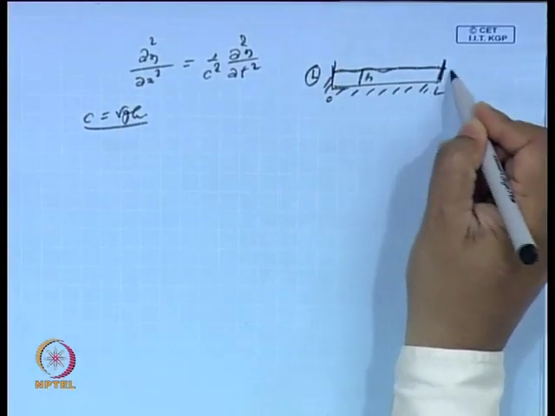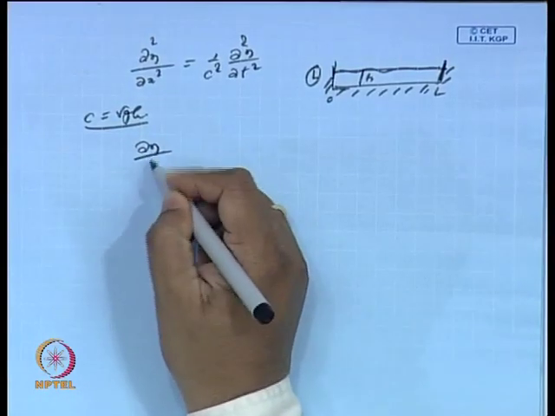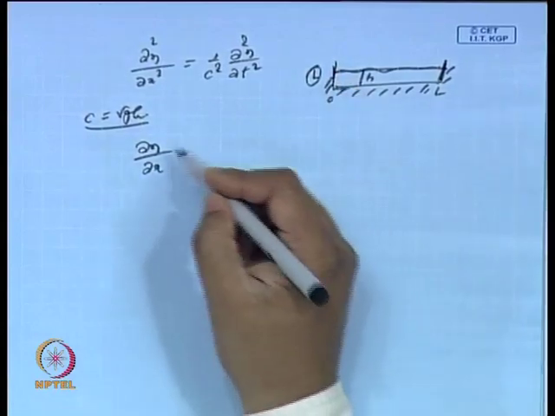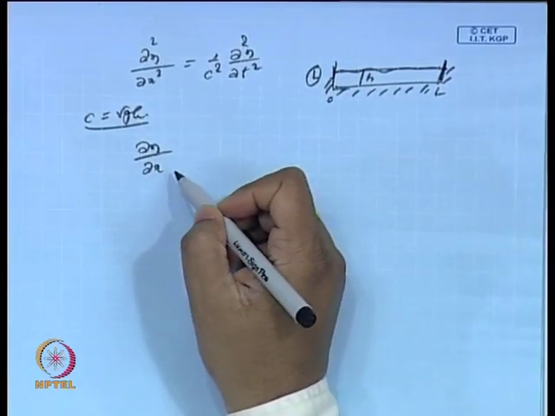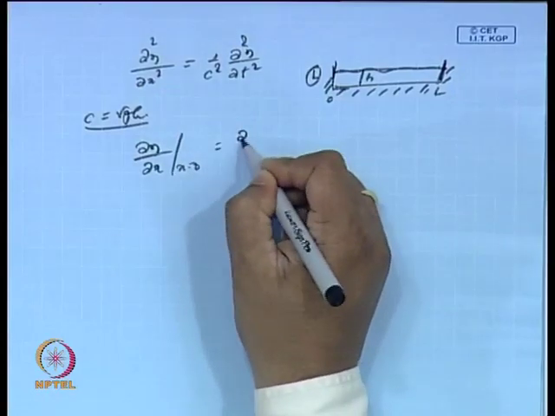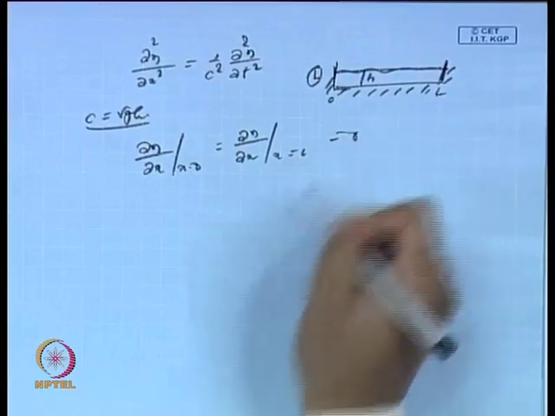on the two walls what will happen? I will have del eta by del x equal to 0, because the velocity will be 0 along this wall. So, that will give me del eta by del x at x equal to 0 and del eta by del x at x equal to L, this is 0.